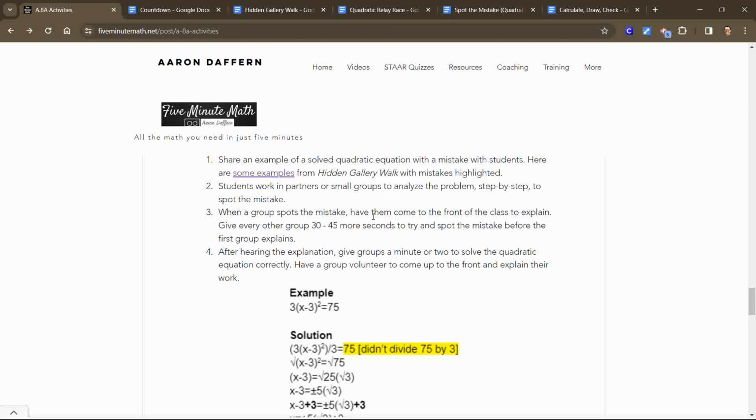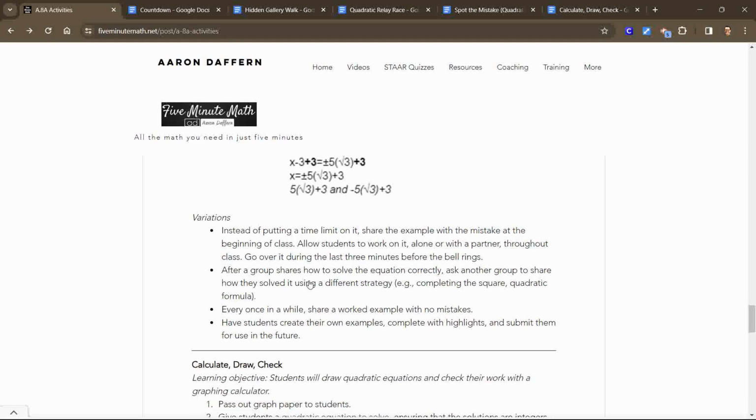When they spot the mistake, have them come up to the front, give the other groups 30, 45 seconds, try to spot the mistake. Then that first group is going to explain what the mistake is and how they know. Then you're going to give groups a minute or two to actually solve it correctly, and then a group can come up and volunteer to show, okay, this is how it should have been solved.